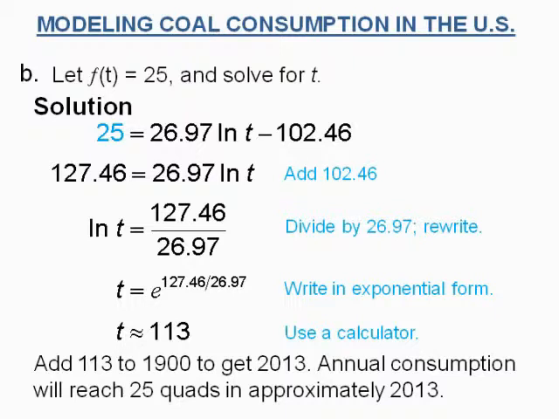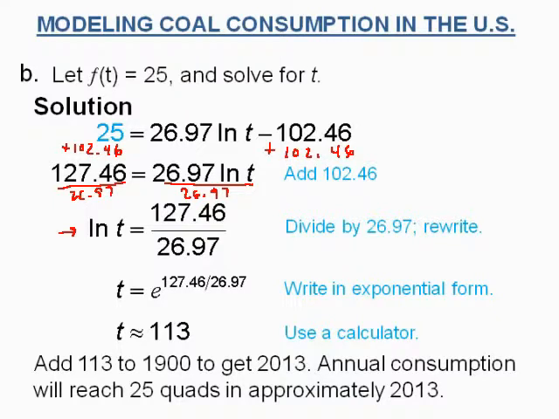We'll go ahead first and add 102.46 to both sides. So this is just some more solving logarithmic equations, and it shows that you can actually use this in real life, in modeling and data and so forth. And you'll get 127.46 equals 26.97 times the natural log of t. Divide both sides, and we get the natural log of t equals this fraction here.